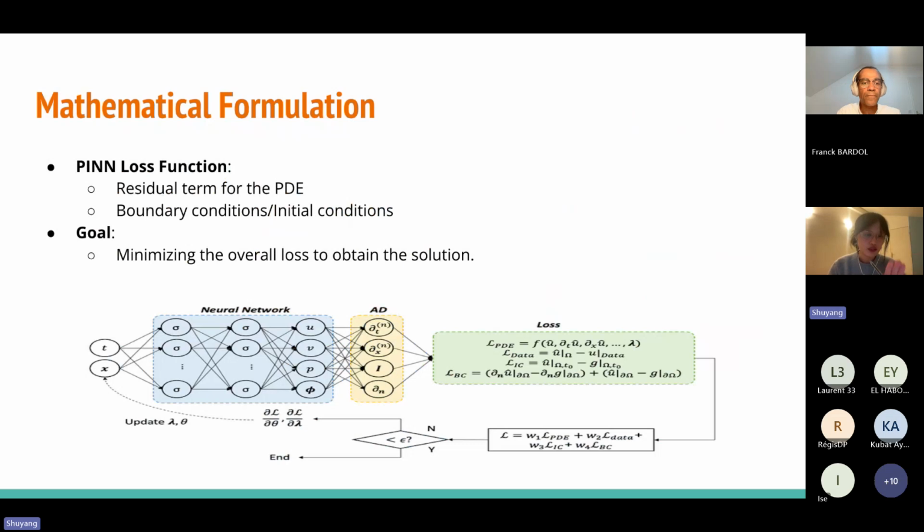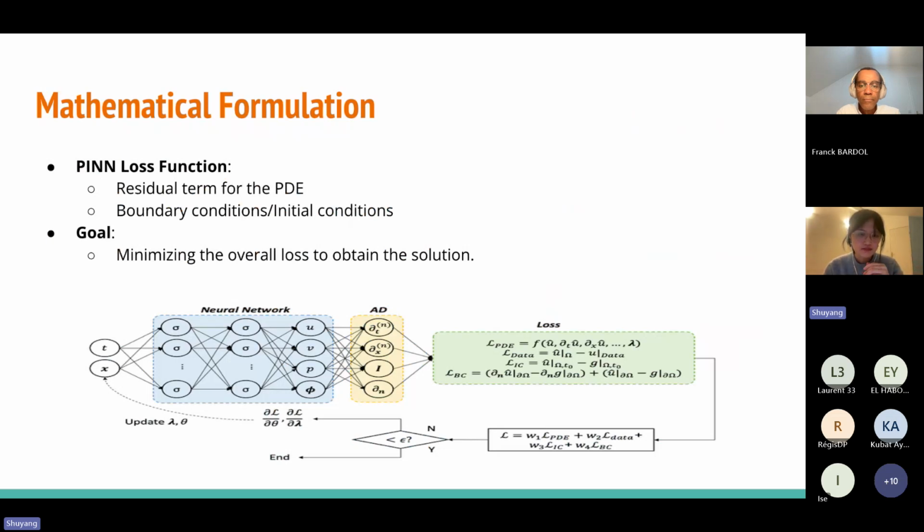We can go deeper a little bit into the mathematical formulation before going into examples. There's a key component of the training process called the residual terms, or loss function. The goal of your training process is to minimize the loss function as much as possible. The goal of the loss function is to measure to what extent the output of your neural network approximates the real solution.